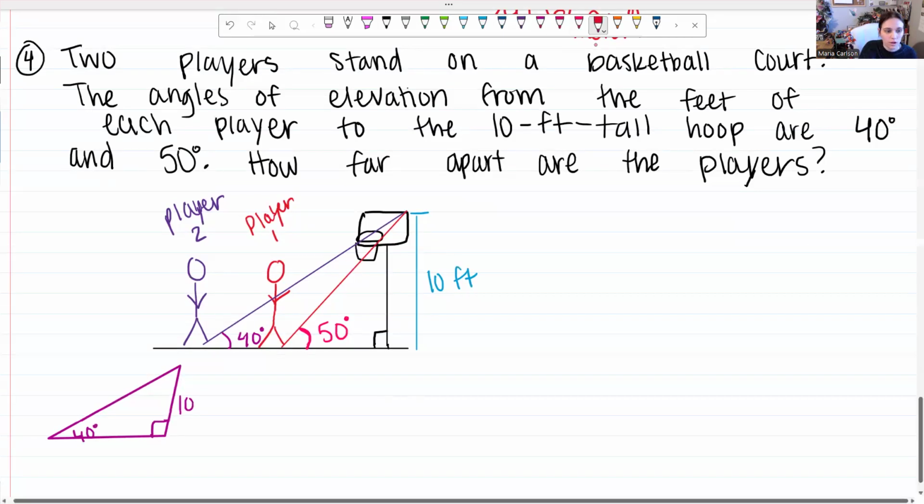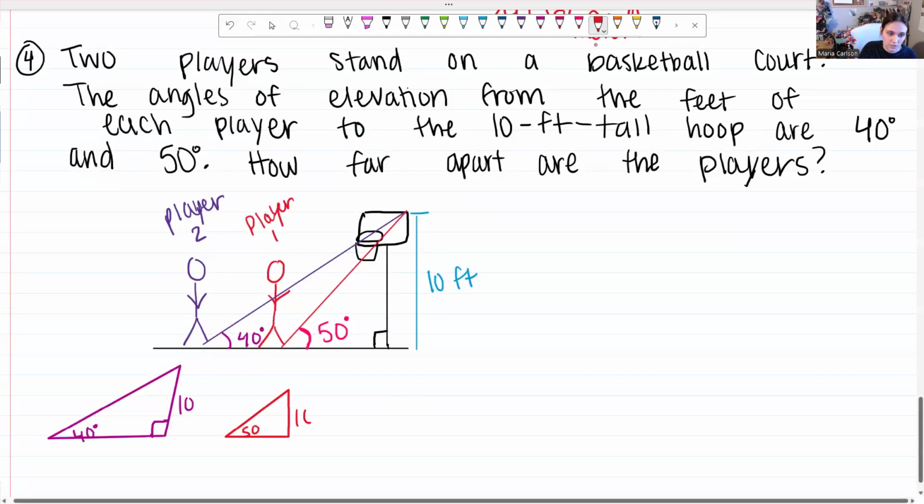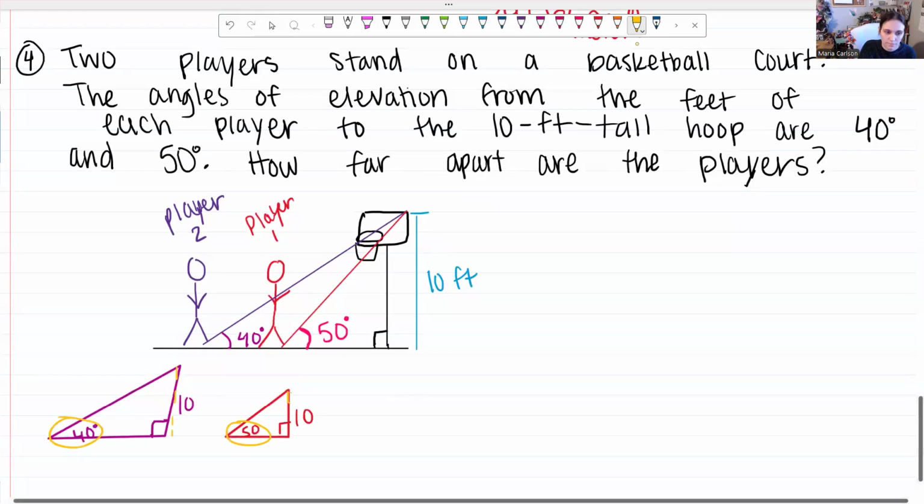And then player one, this is 50 degrees. This is still 10. Here's our right angle. So in both of these triangles, we know this base angle down here on the left, and we know this opposite side.